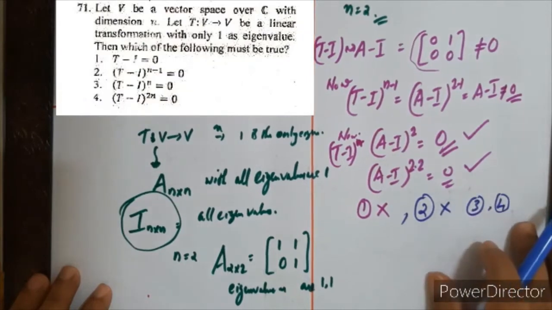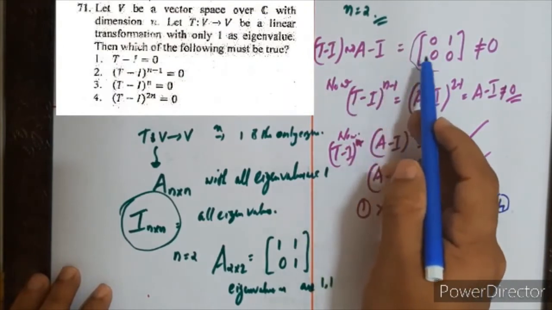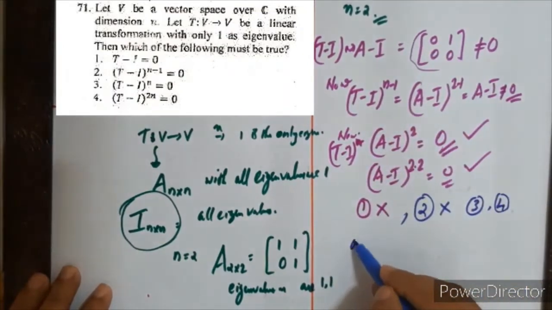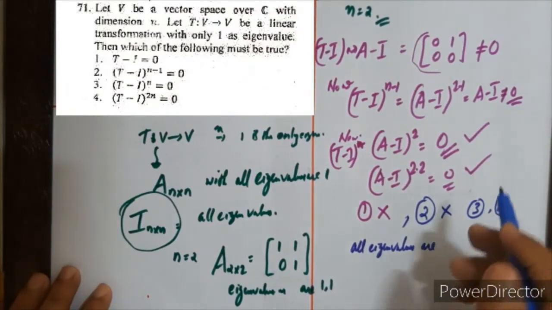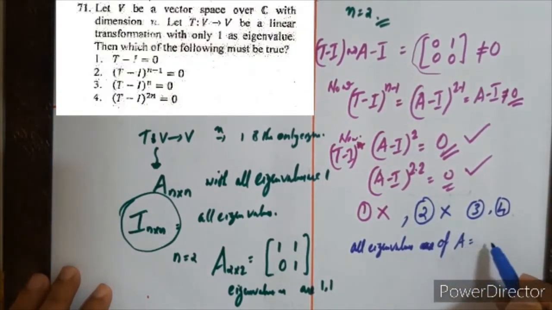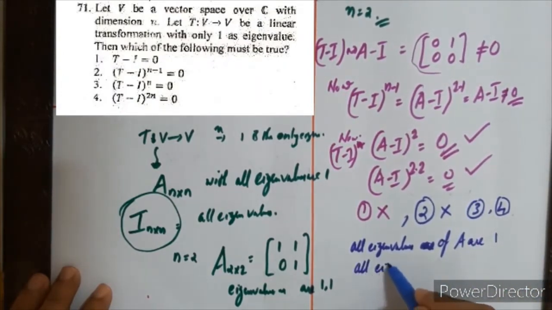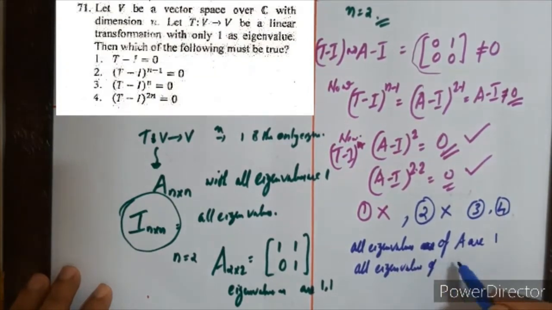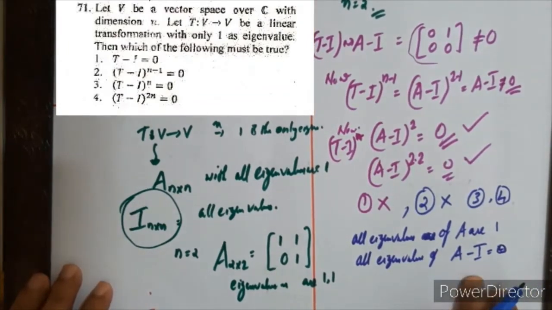But how to conclude that? So for A minus I, we know that all eigenvalues of A are 1. Then what will be all eigenvalues of A minus I, which is equal to 1 minus 1, that is 0. So all eigenvalues of A minus I are 0.